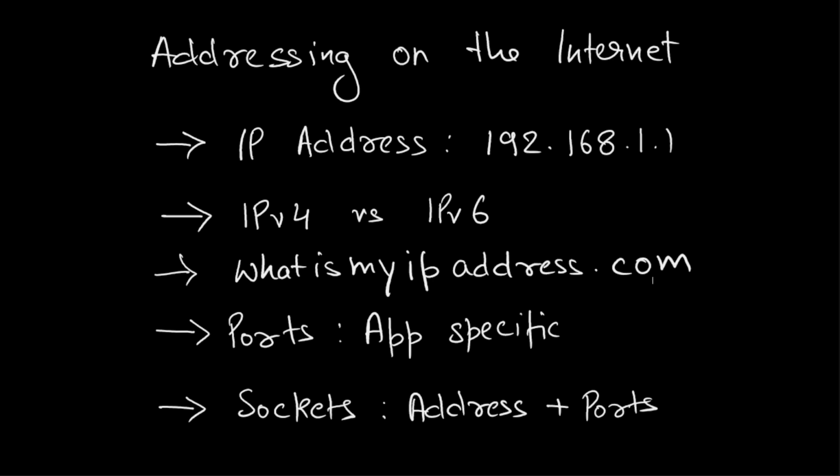Last, addressing. With billions of devices online, packets need to know where to go. Each device has an IP address. It's a unique digital address identifying every device on the internet. An IP version 4 address is a 32-bit number written as four numbers between 0 to 255 separated by a dot. And since we are running out of IPv4 addresses, IPv6 addresses use 128 bits to handle way more devices. If you want to check your own IP address, you can visit whatismyipaddress.com and you can see it there.